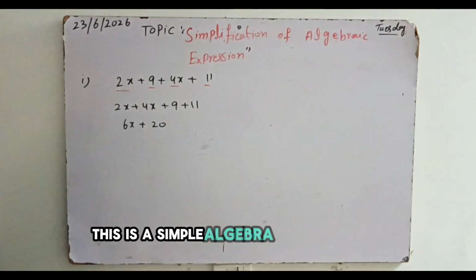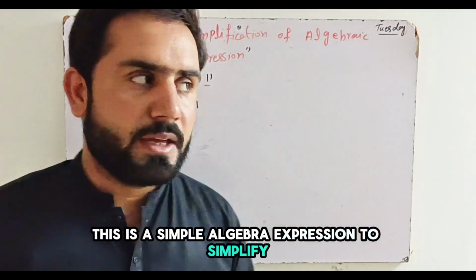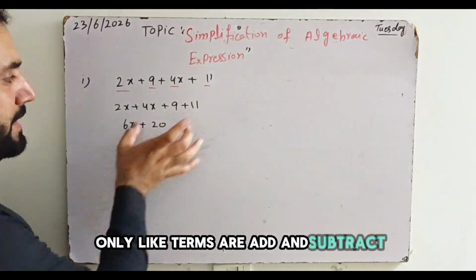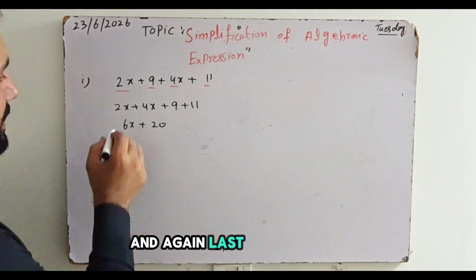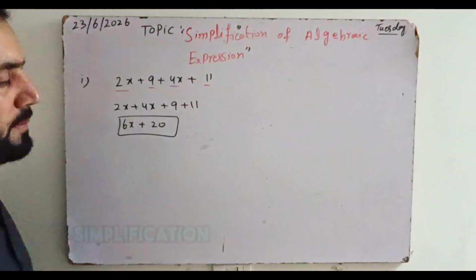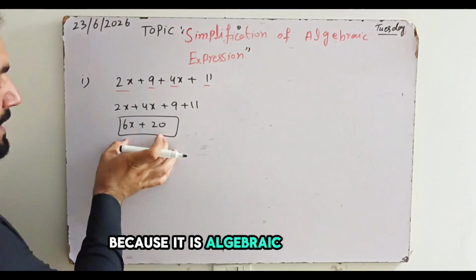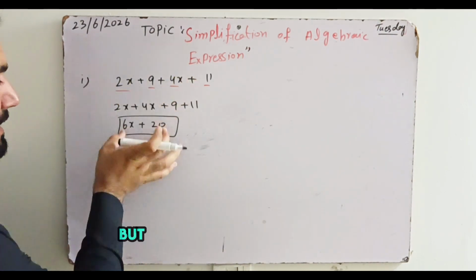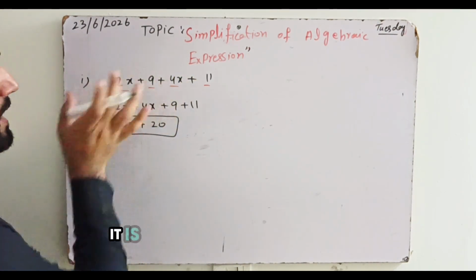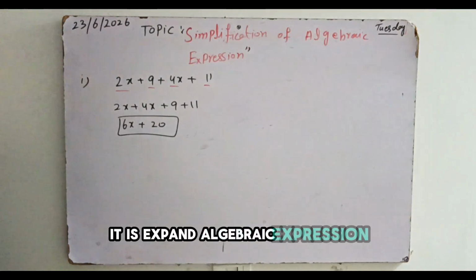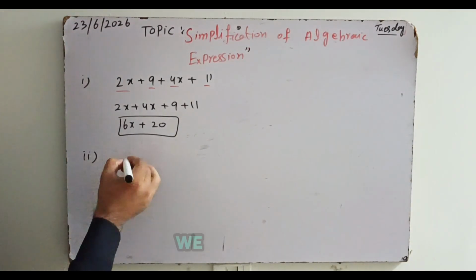This is a simple algebraic expression to simplify. Only like terms are added and subtracted, and the final result is called the simplification of the algebraic expression. Why? Because it was an algebraic expression, but the easily simplified form is the expanded algebraic expression. Another example, we can solve it.